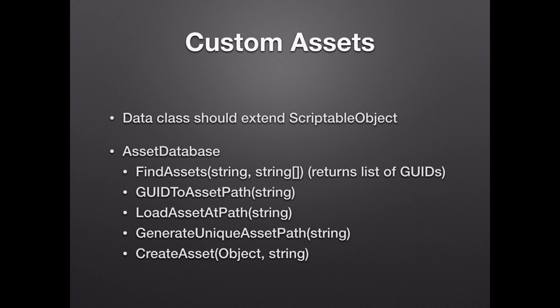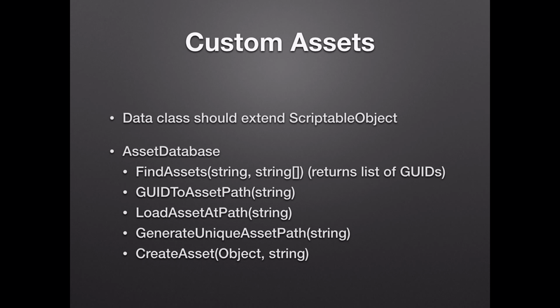Load asset at path takes that path and will return the object that's stored in that asset. Generate unique asset path will essentially, you give it, say I want to store a file in this folder called myasset.asset, and it'll look and say there's already a myasset.asset, but I'll give you myasset1.asset. So that makes sure you have a unique one.